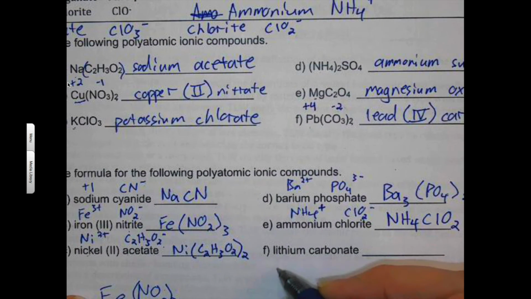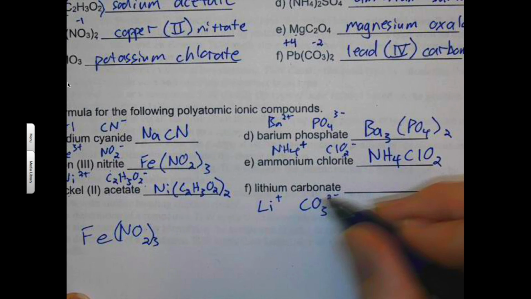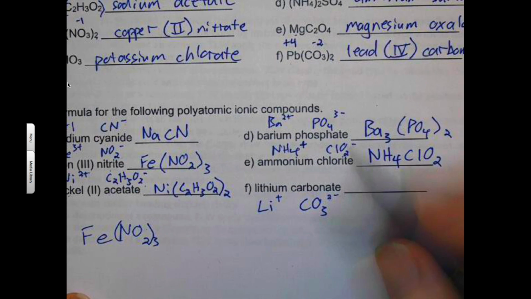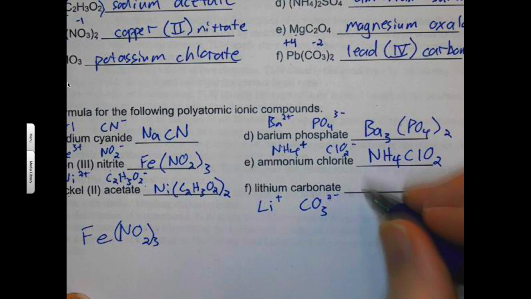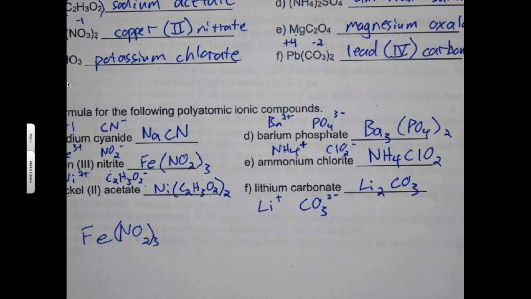And then we have lithium, and then carbonate, CO3, the 2 minus charge. So that means that 2 will come over to the lithium, and then the 1, we just need 1 carbonate. So we need 2 lithiums for every 1 carbonate. So Li2CO3.